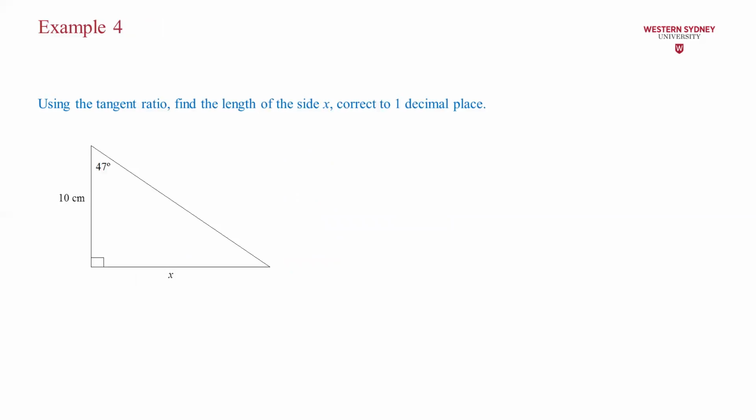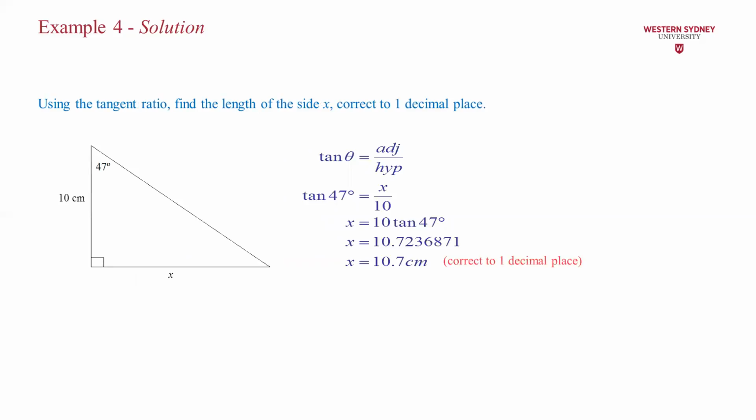Example 4. Using the tangent ratio, find the length of the side x, correct to 1 decimal place. Again, we have a right angle triangle. Looking at the sides, we don't have the value for the hypotenuse. We have the value for the adjacent side and for the opposite side. So we're going to use the tan ratio, which is opposite over adjacent. Putting in the values, we have tan 47 equals x over 10. Multiply both sides by 10 to get x equals 10 tan 47, and then you use your calculator to get the value. Rounding it off to 1 decimal place gives us 10.7 centimetres.